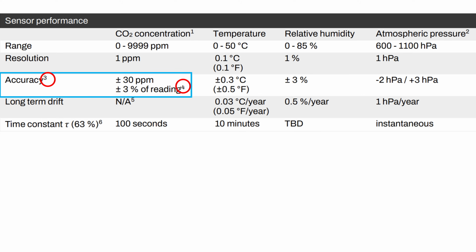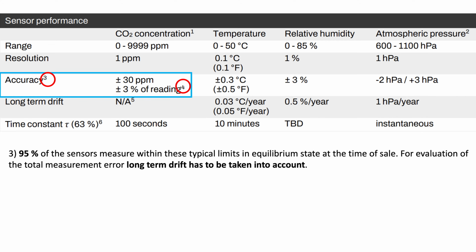Let's read them before we proceed to the calculations. The third footnote says 95% of the sensors measure within these typical limits in equilibrium state at the time of sale. For evaluation of the total measurement error, long-term drift has to be taken into account. So, for 95% of sensors, the given accuracy expression holds true. Also, due to the long-term drift, this accuracy relation is true when we first use the sensor, but after a year it must be corrected. However, for CO2 concentration measurements, if a drift occurs, the calibration feature of the device should be used.